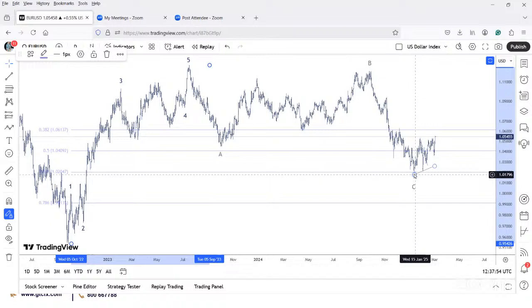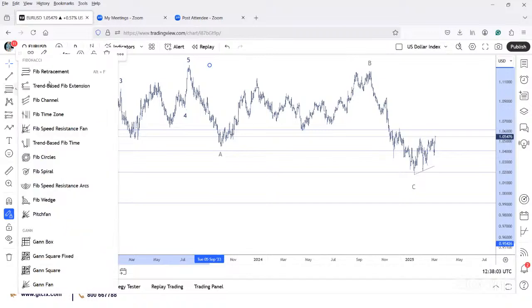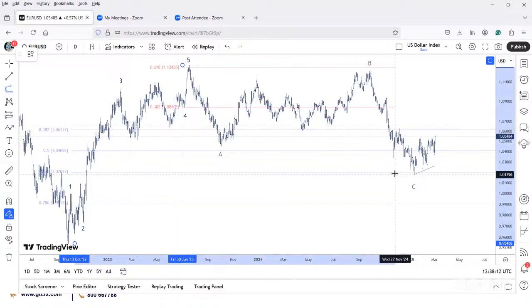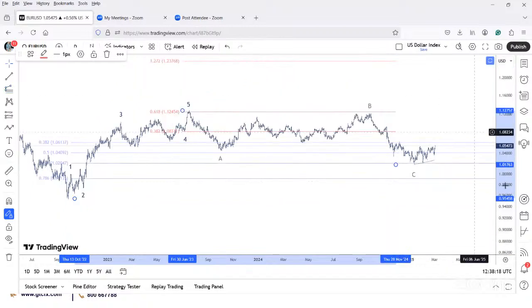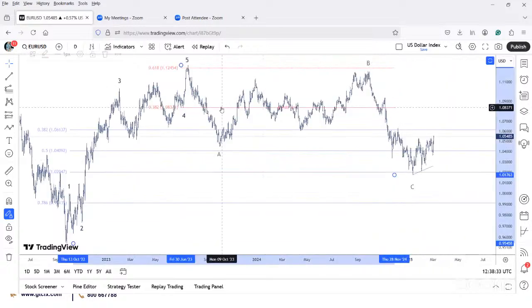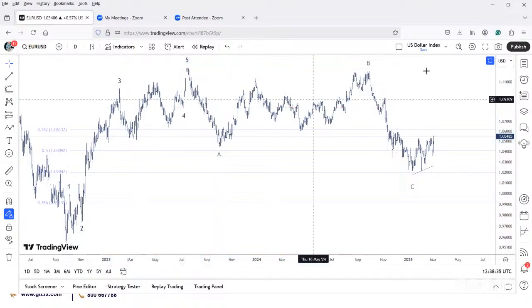Buy at 1.0175, stop loss around 0.95, and for the take profit, we take the 161 extension of wave 1. All right, and there you go. Now this is an Elliott wave. So the 161 extension is 1.29 actually. 1.29, that is almost 1.3 on the upside. Now this is on the daily chart, so it's going to take several weeks, possibly months, for the euro to reach that target.